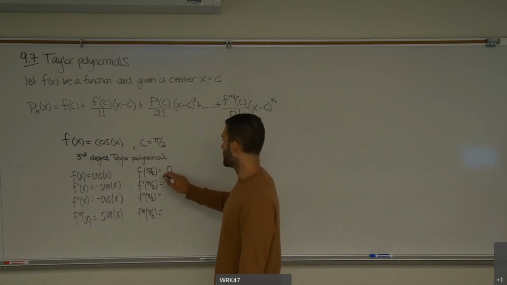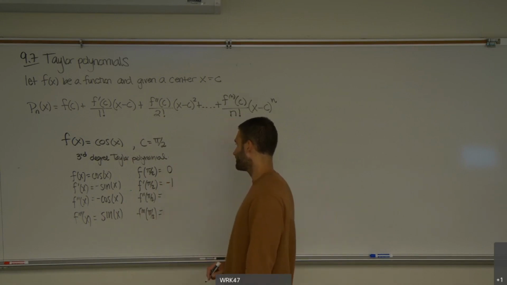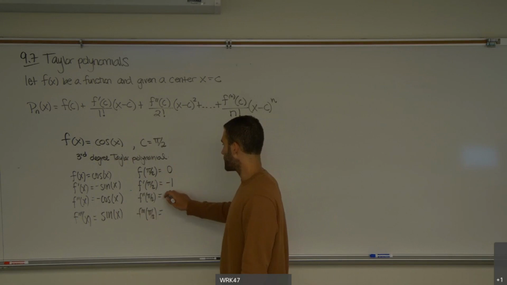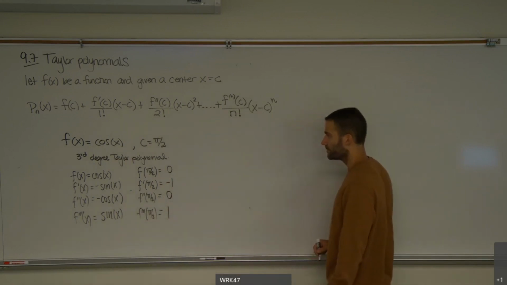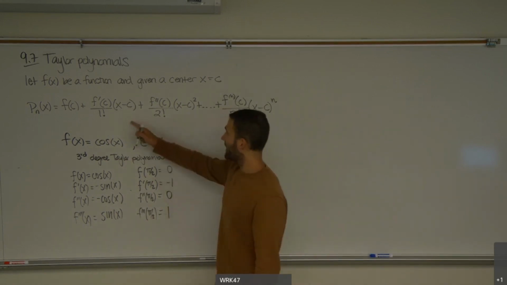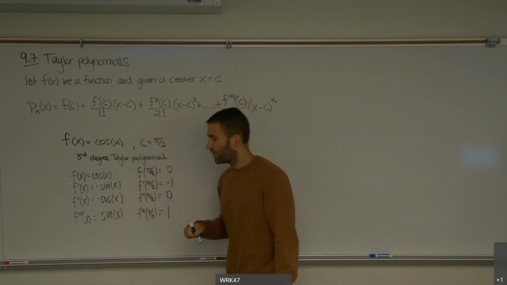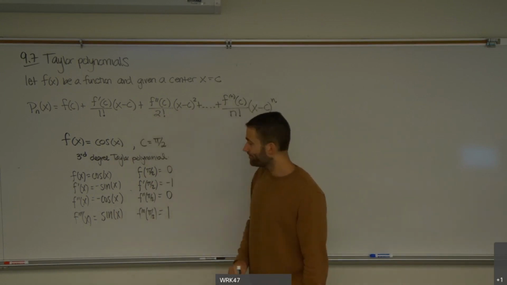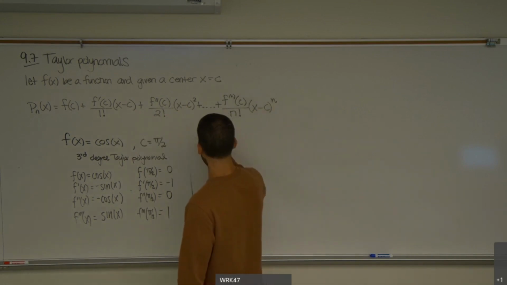Cosine of pi over 2 is 0. Negative sine of pi over 2 is negative 1. Negative cosine of pi over 2 is 0. And sine of pi over 2 is 1. So since the constant and the second degree term are 0, that means when I write this algorithm out, I'm not going to have a quadratic term. I'm not going to have a constant. I'll only have a linear and a cubic piece. But if we follow the algorithm, what is P3 of x?